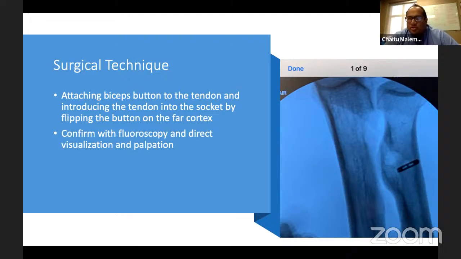Once that tendon is introduced into that socket, you can then take one of the limbs and sew back over the tendon, being careful not to disrupt the locking stitch format, and that'll lock that tendon into place. And then obviously to make sure that that button is flipped on the far cortex, we confirm with fluoroscopy, and then we directly visualize and palpate that tendon into the socket.